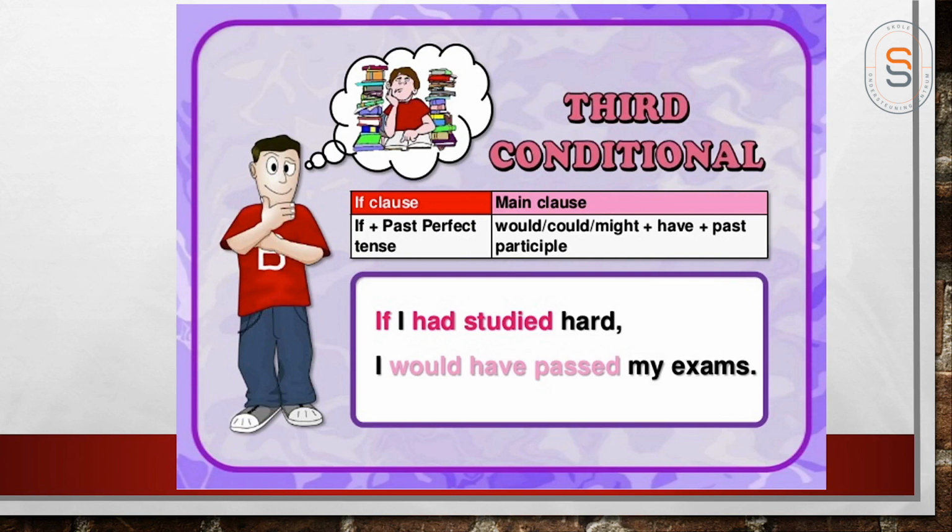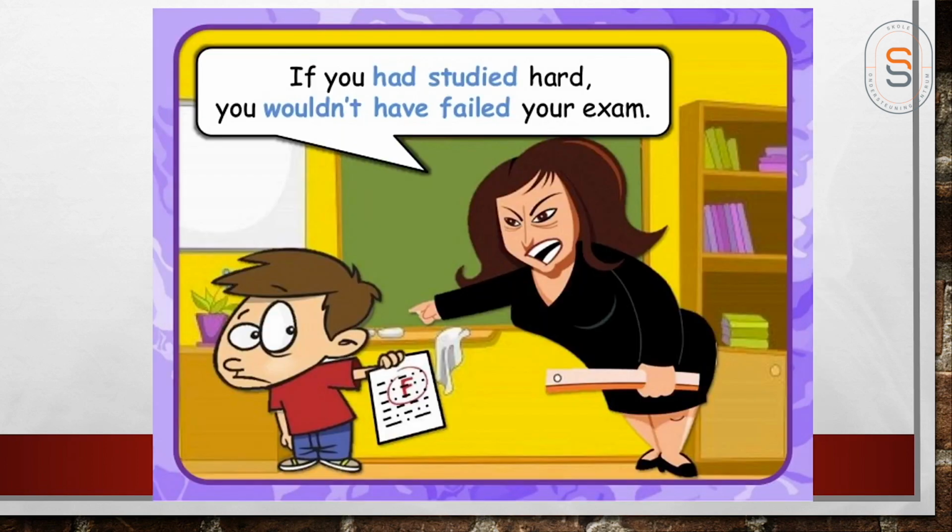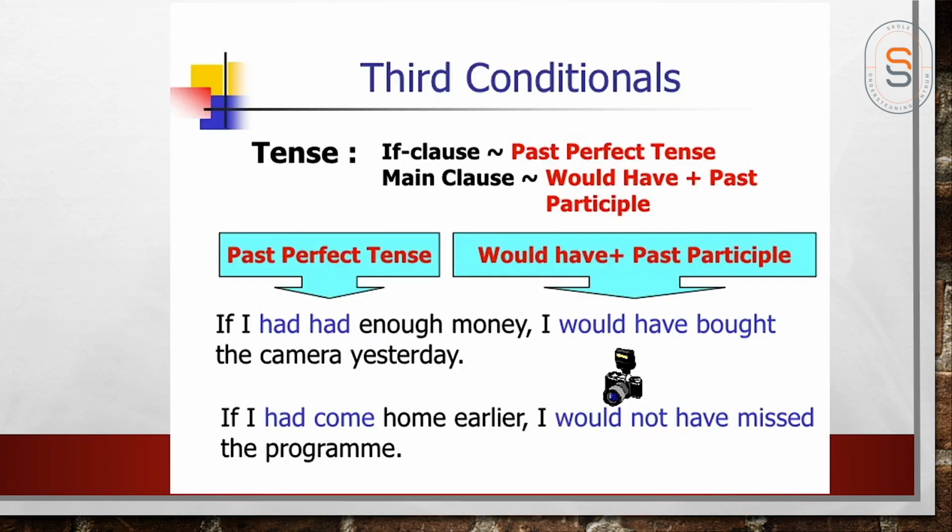If I had studied hard, past perfect, I would have passed my exams. If you had studied hard, you wouldn't have failed your exam. Right, so if your if clause is in the past perfect tense, you use would have, could have, should have, or might have. If I had enough money, I would have bought the camera yesterday. If I had come home earlier, I would not have missed the program.